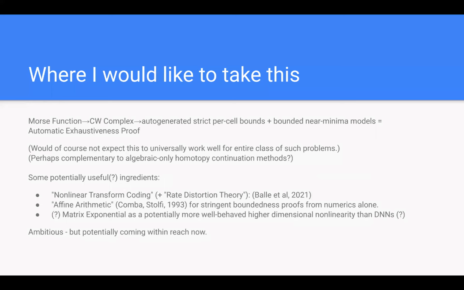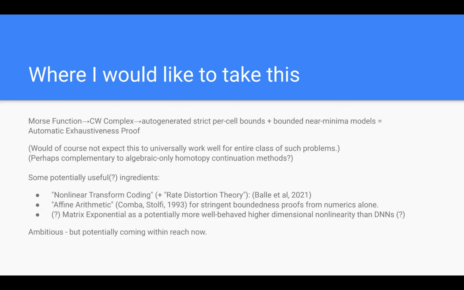So we would, of course, not expect this to work well universally for the entire class of such problems, but it might be for some problems a nice complementary approach that is complementary to what already exists, which is homotopy continuation methods that are only algebraic in nature. So some potentially useful ingredients, if one wanted to do this, would be nonlinear transform coding, also rate distortion theory. This is something that colleagues of mine at Google Research developed and recently published a paper about in the context of image compression. So this was done by and others this year.